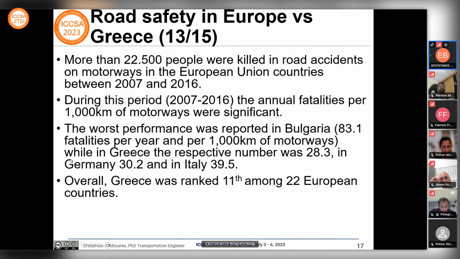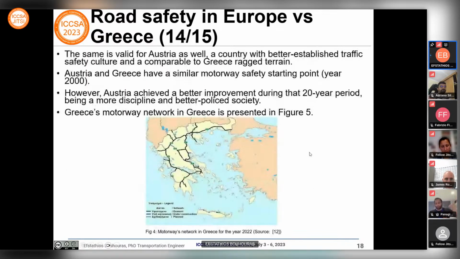Although the annual fatalities per 1,000 kilometers of motorways was significant, we've tried to improve as a European community, but also as a country, as Greece, and we've managed to do that. But as I said, we have a long road ahead of us. Again, another approach, comparing Greece to Austria, we found that although Austria has some topographical and geographical characteristics similar to Greece, we have worse performance compared to Austria.